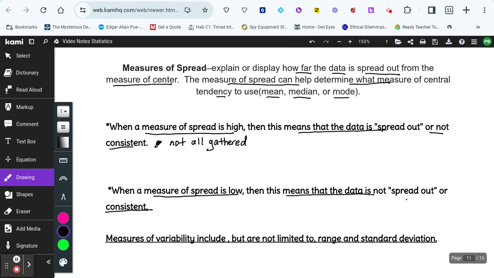When I say not gathered, that means the numbers are not close to each other. And these numbers are gathered together, which means your numbers are about the same. Okay, numbers gather closely. So when the measure of spread is low, the numbers are all about the same. When the measure of spread is high, the numbers are more spread out, okay?